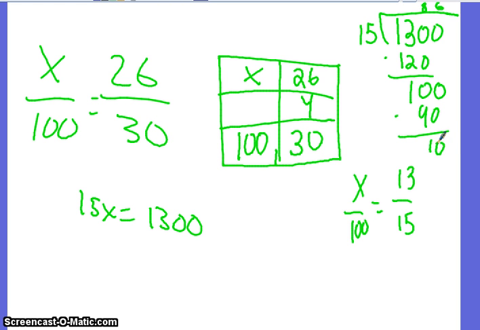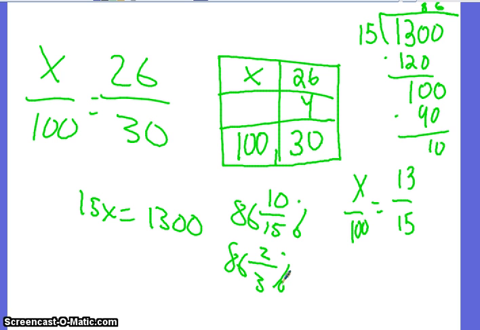What do you have left? 10 over 15, right? I said write it as a mixed number, didn't I? 86 and 10/15. Is that done? No, I can reduce that, so I will. 86 and 2/3%. That did not come out evenly, and we're talking about percent, so you're gonna write that as a mixed number and write the percent symbol after it.